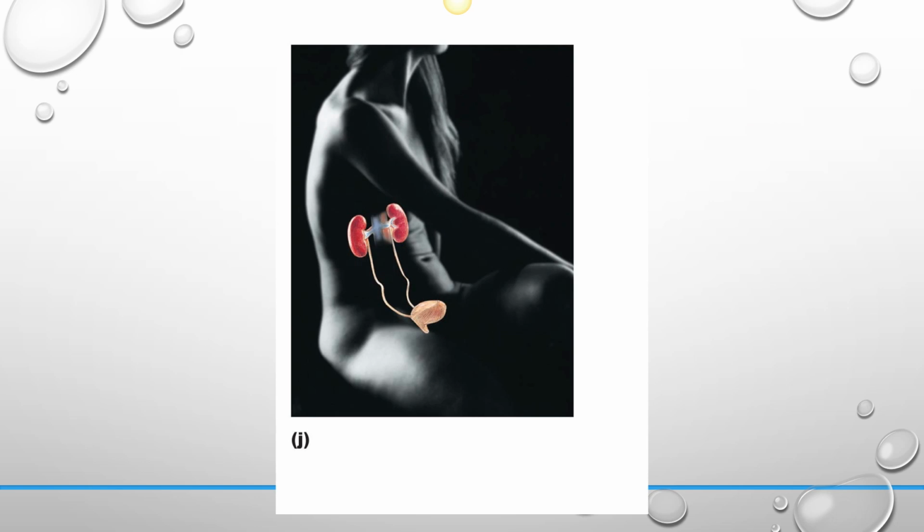This organ system is the urinary system. It consists of the kidneys, ureters, bladder, and urethra. The major function of the urinary system is to remove wastes from the blood.